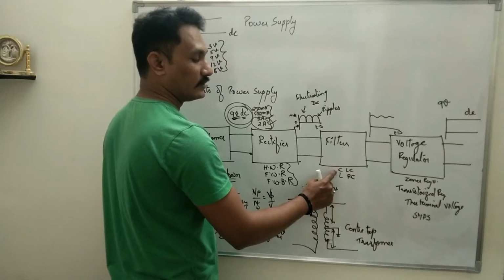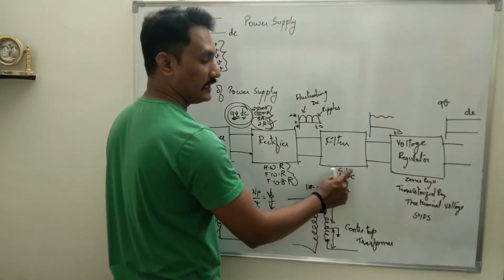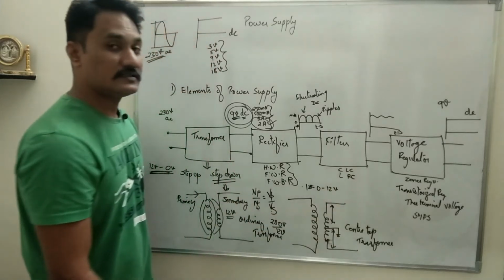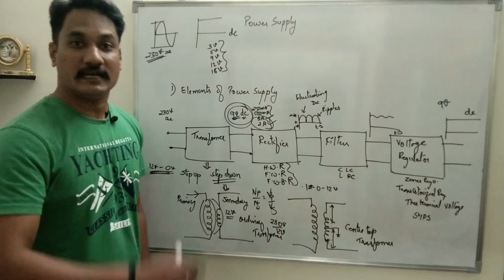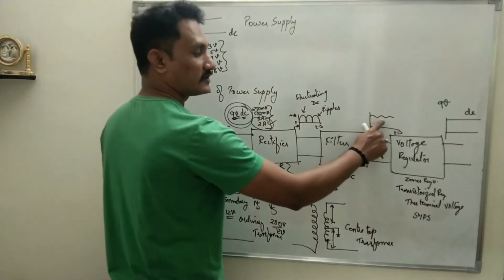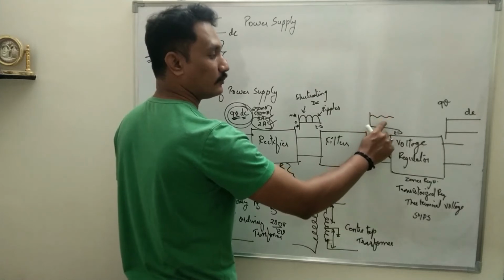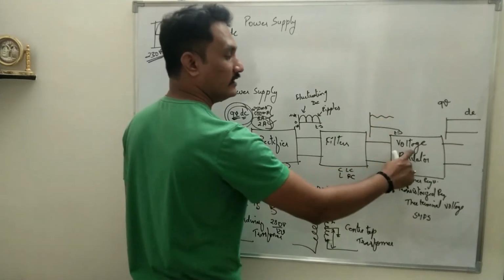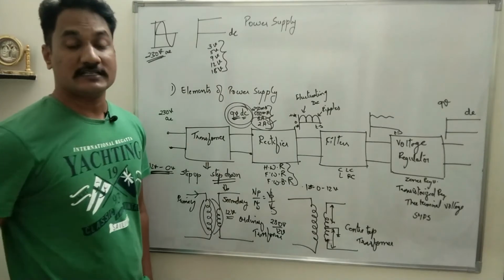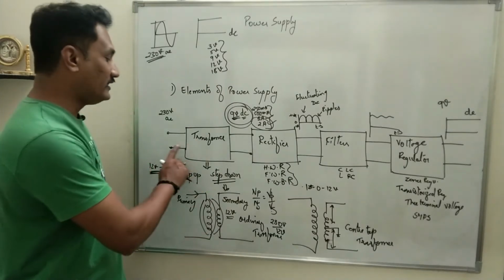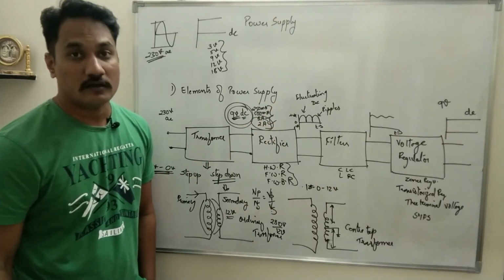That signal is passed through filters. Four filters we will try to understand: C, LC, L and RC, that is capacitive, inductive, LC and RC. What is the purpose of filters? Bypass AC and produce DC at the output. So almost a straight line is obtained, but there is still a small fluctuation in the output. So we need a voltage regulator which keeps the output voltage constant irrespective of any change in the input or any change in the output load, right?